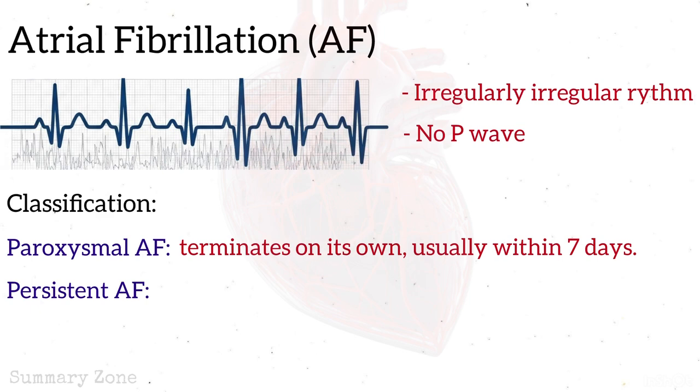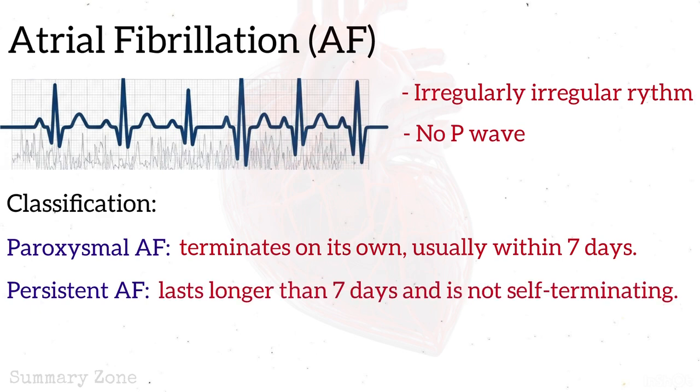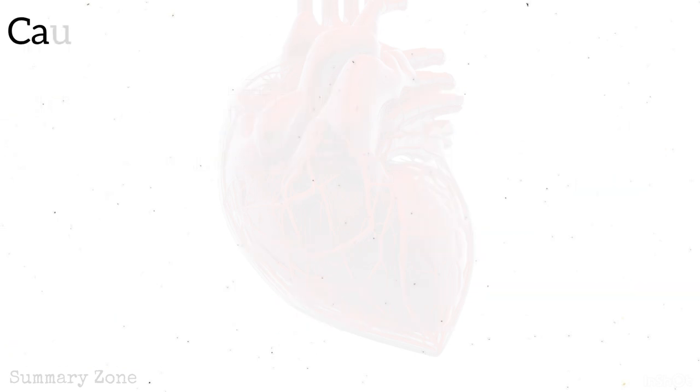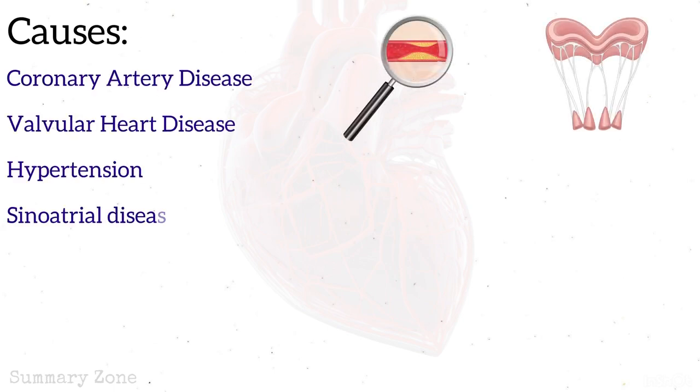Persistent AF. This type lasts longer than 7 days and is not self-terminating. It requires an electrical or pharmacological cardioversion to restore a normal rhythm. Permanent AF. This is when the patient and clinician have made a joint decision to no longer pursue a rhythm control strategy.